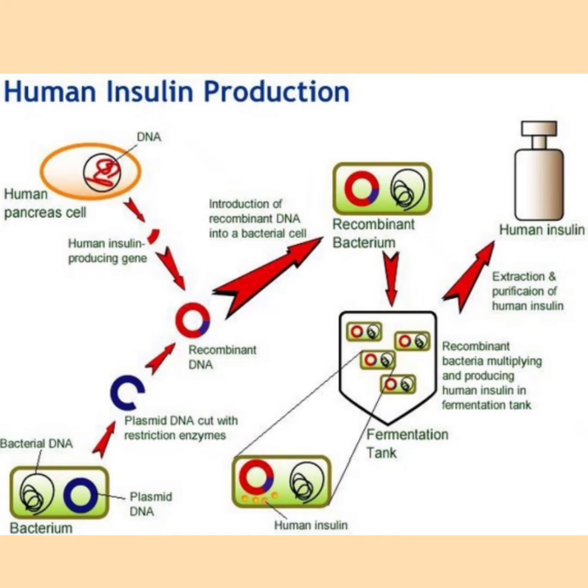You can see that the human pancreatic cell is taken with the DNA and the human insulin producing gene is separated, and a bacterial DNA of the plasmid type is taken and the plasmid DNA is cut with restriction enzymes. The human insulin producing gene is incorporated into the plasmid DNA and a recombinant DNA is formed. This is introduced into the bacterial cell and is allowed to multiply in clones in the fermentation tank. The bacteria which multiply produce a large amount of human insulin, which is extracted, purified and manufactured in vials for human use.